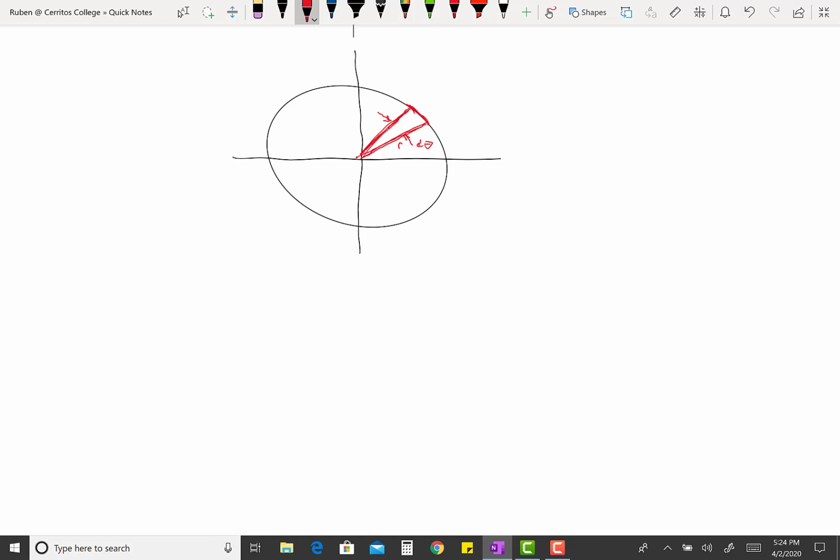Okay, I want to find the area of that one circular sector, and I'm going to add up the areas by using integration. So we're going to need something from geometry. From geometry, we're going to need a formula for the area of a sector of a circle.